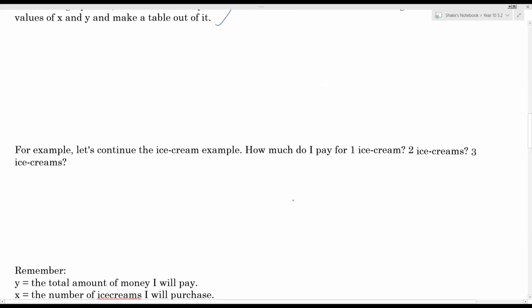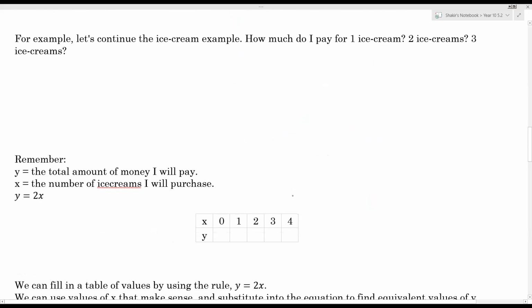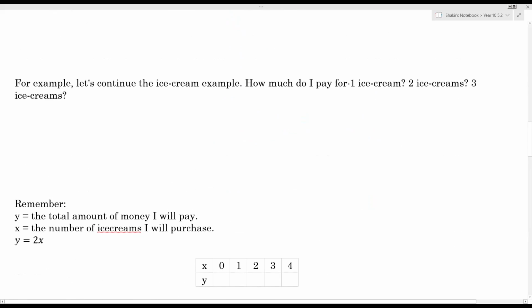Moving on. Let's continue our ice cream example. How much do I pay for 1 ice cream, 2 ice creams, 3 ice creams? That's what we're going to be doing. We're going to be filling the table of values. If x is 0, how much do I pay? x is the number of ice creams I will purchase. So if I purchase 0 ice creams, how much money do I pay?